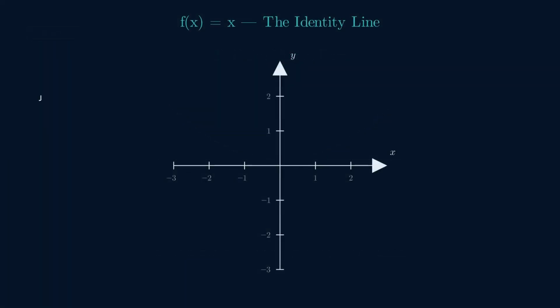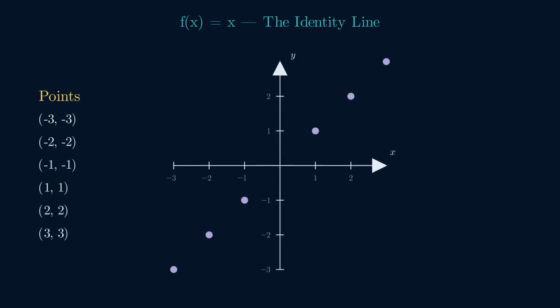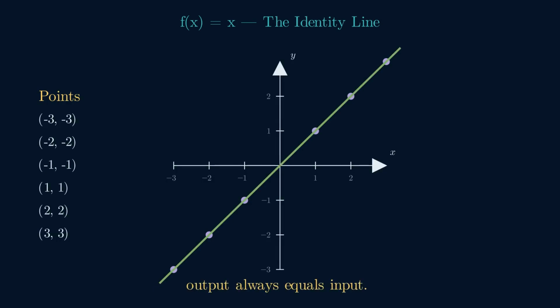F of x equals x. It's called the identity function because the output is always exactly the input. Feed it -3, you get -3. Feed it 2, you get 2. Plot those pairs and they line up perfectly, a straight line through the origin, tilted at exactly 45 degrees. Boring? Maybe. But it's got properties worth pinning down.